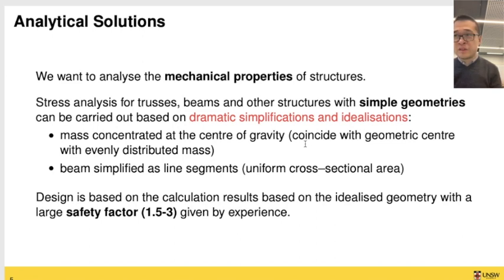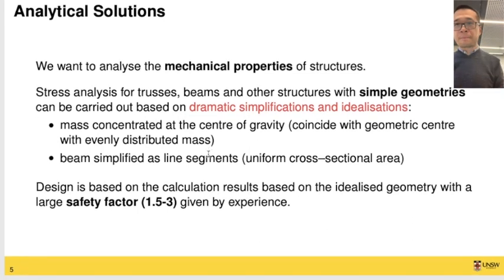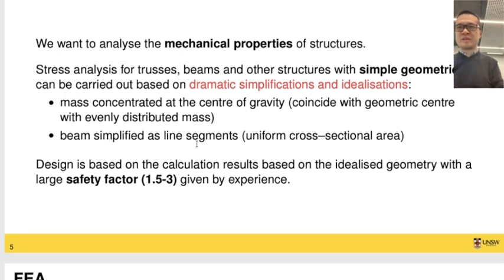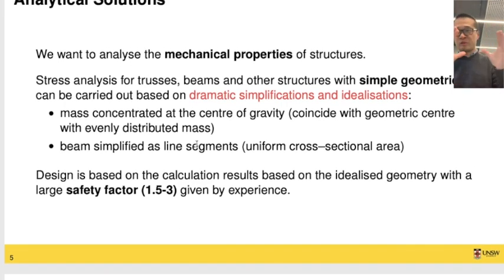If the mass distribution is uniform, then the center of gravity or center of mass will coincide with the geometric center of the whole shape. For example, if you have a circular disk where the mass is uniformly distributed, then the center of gravity or center of mass will be at the center of the disk. And if you have beams, then you can chop them up into individual beam segments, provided that they also have a uniform cross-sectional area.